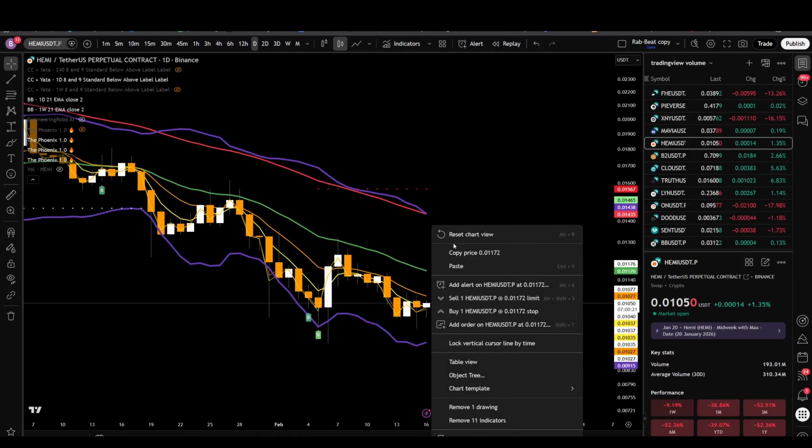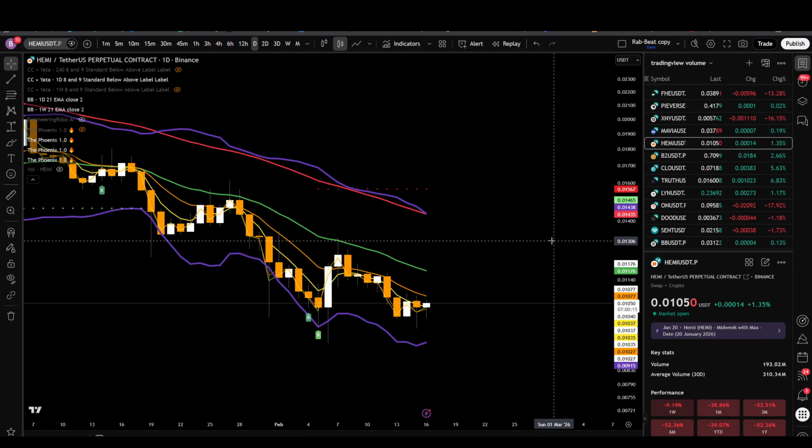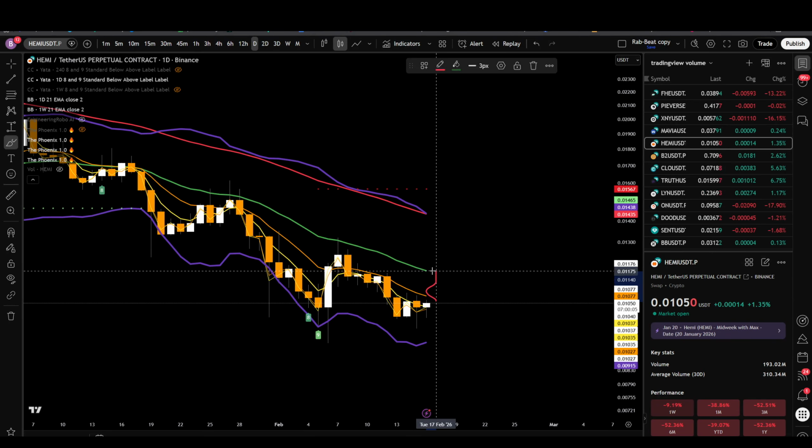And if you were going to take profits here after buying right now, you would hit add alert, hit create. And as soon as it crossed this, it would tell you and you would sell. Just remember, sometimes these things will front run. So what I mean by that is sometimes it doesn't go all the way to the line.